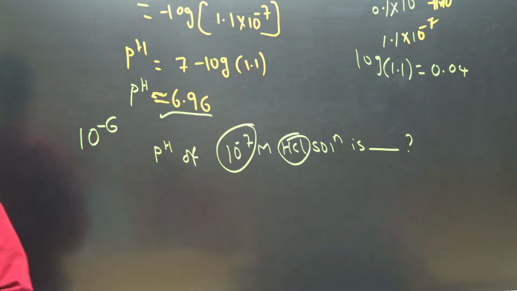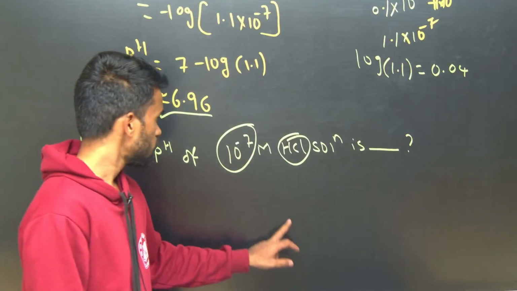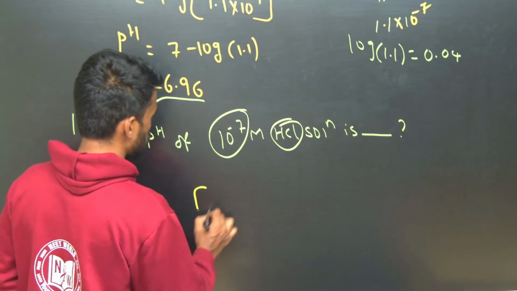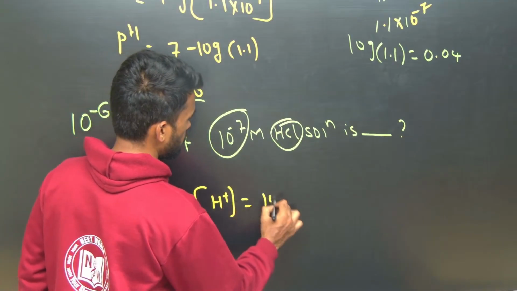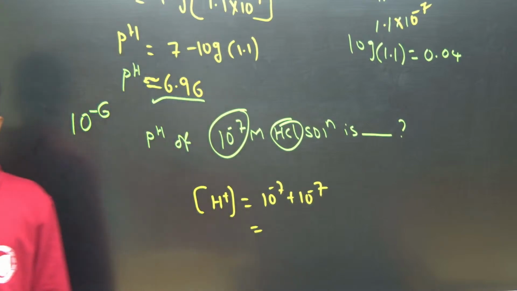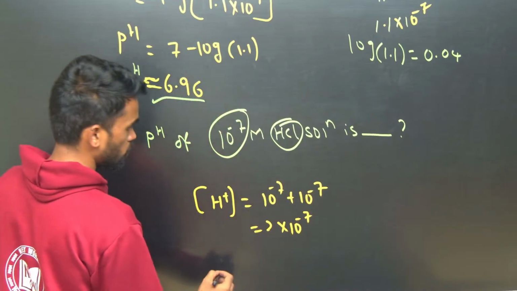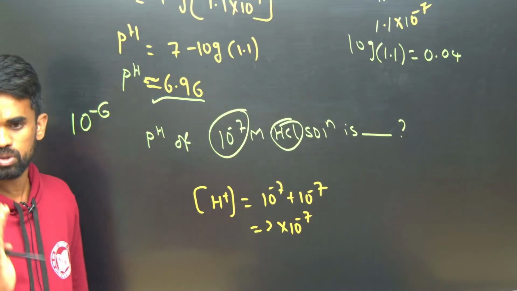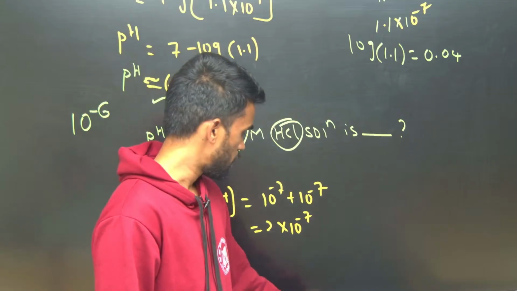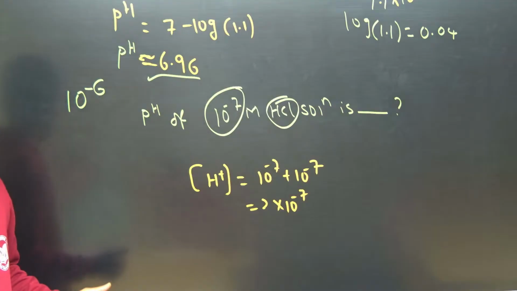Like that you will be getting. So we should take 1 into 10 to the power minus 7 there. 1 into 10 power minus 7. Okay? What is the total H plus ion concentration now here in the pH formula? 10 power minus 7 plus 10 power minus 7. That's it. So 2 into 10 power minus 7. So your answer will be 7 minus log 2, log 2 is 0.3. So that's it. Is that clear or not? Right.